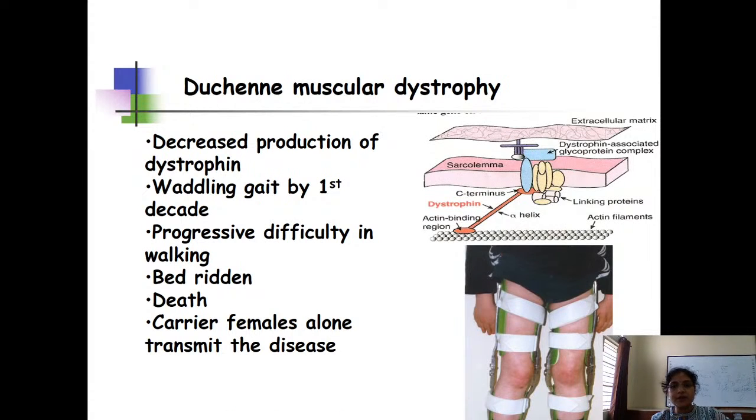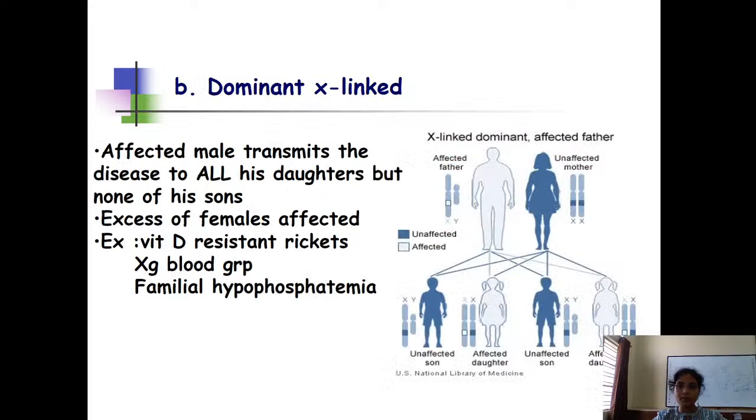Now, next is Duchenne muscular dystrophy. It is due to decreased production of dystrophin, and the clinical features are waddling gait by first decade, progressive difficulty in walking, bedridden, death is seen in most of the cases. Carrier females alone transmit the disease. Dominant X-linked: affected male transmits the disease to all his daughters but none of his sons. Excess of females affected. Examples: vitamin D resistant rickets, XG blood group, and familial hypophosphatemia.